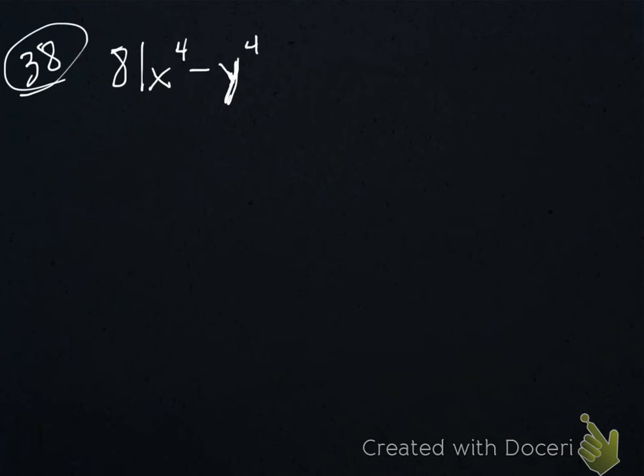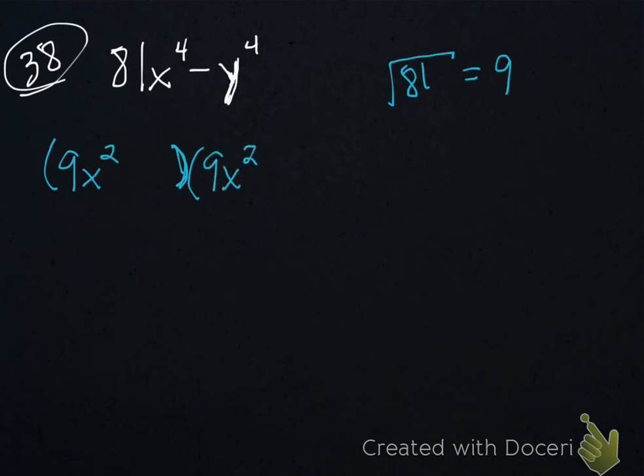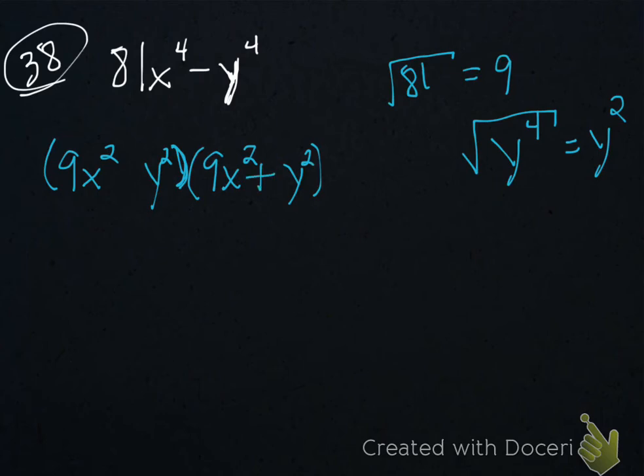Number 38. Again, I have perfect squares. The square root of 81 is 9. So I would have 9 at the front. Now remember, x to the 4th becomes an x squared. So it's 9x squared at the front. Now what is the square root of y to the 4th? It's y squared. So I have y squared at the end of my binomials. Opposite signs, plus and minus.